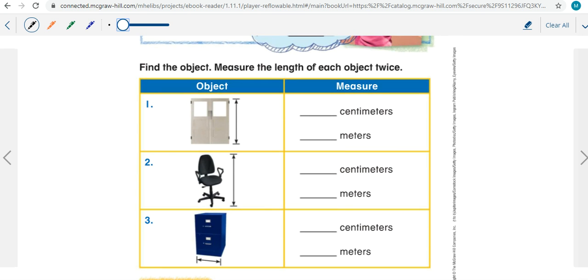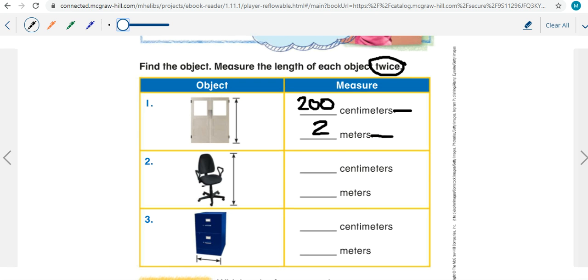Now, find the object and measure the length of each object twice. Why does it say twice? Because first we have to measure it in centimeters, and then we have to relate how many meters that is. Now, the door, it's about 200 centimeters. Remember that we are estimating. So if we have 200 centimeters, how many meters is that? Remember that 1 meter is equal to 100 centimeters. So if you have 200 centimeters, that will equal 2 meters.